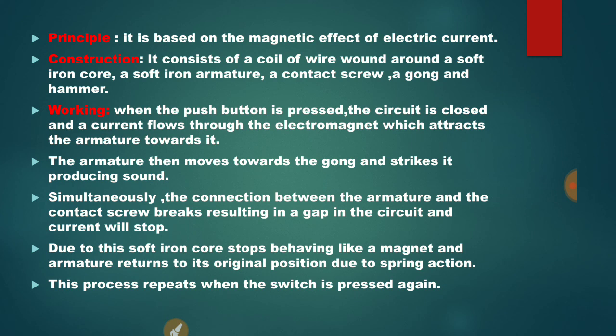When the current stops, the soft iron core stops behaving like a magnet, and the armature returns to its original position due to spring action. This process repeats when the switch is pressed again. So this is the working of the electric bell. I hope you understand.